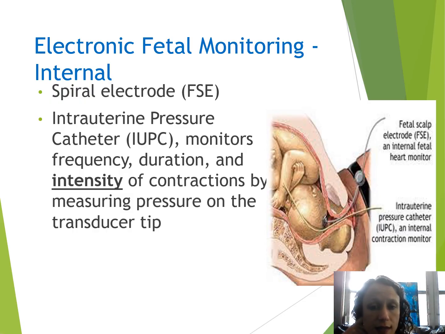The IUPC, the intrauterine pressure catheter, measures the intensity of the contraction. So the toco, people sometimes think that tocos really measure how strong a contraction is. That's not true. It does not. It only measures that you're having a contraction. If for some reason we need more information, say we're concerned that the contractions are too strong, or not strong enough, that's most typical, we might place an IUPC.